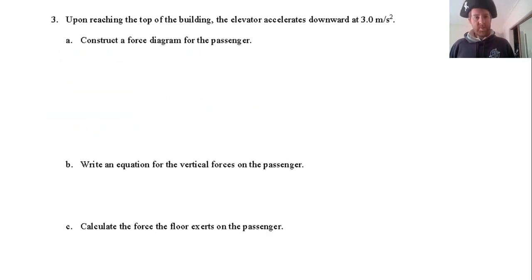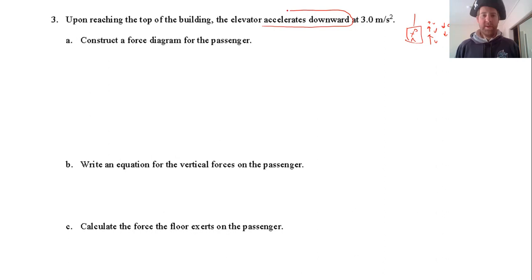Okay, so question 3 is a continuation of the elevator question. Now the elevator is getting to the top of the building and it's accelerating downwards. So for something that's moving upwards, and these are its velocity arrows, its acceleration when it slows down is downwards. So that's what it means to say it accelerates downwards. It's now slowing. So construct a force diagram for this picture.